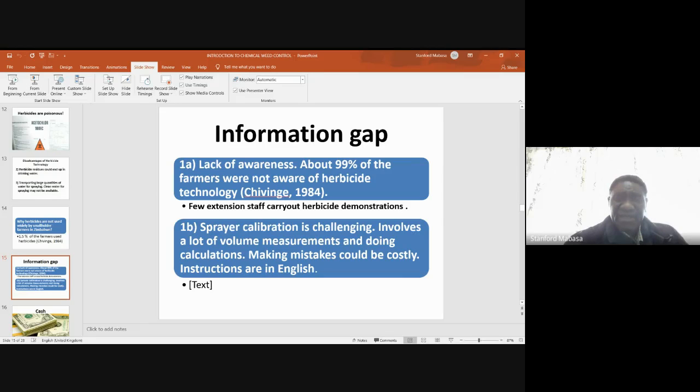Sprayer calibration is challenging since it involves a lot of volume measurements and doing calculations. Making mistakes could be costly. You could destroy a crop, and the instructions are in English.